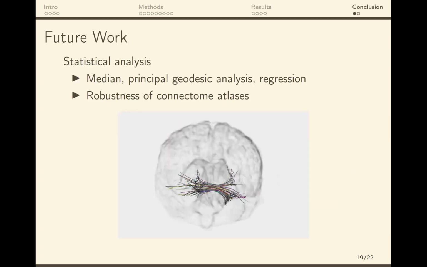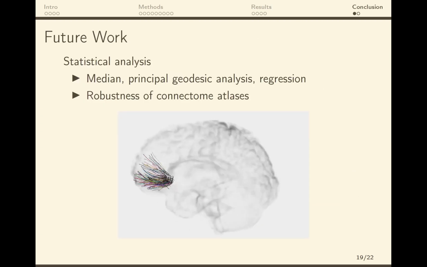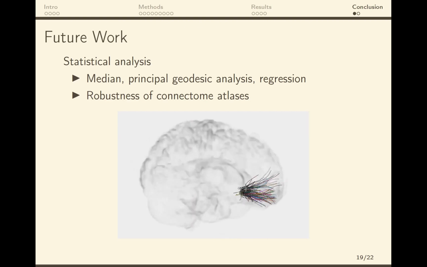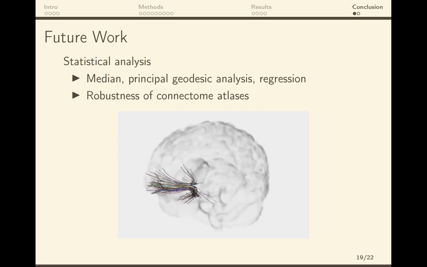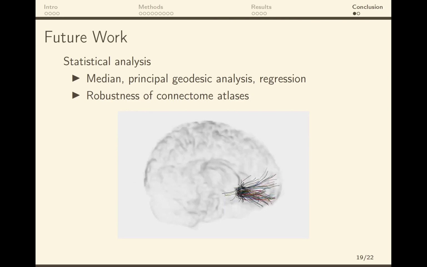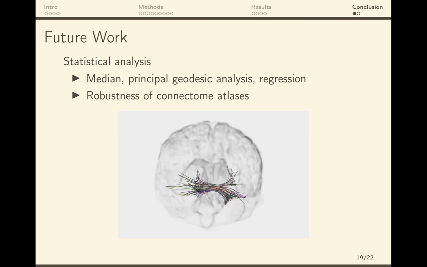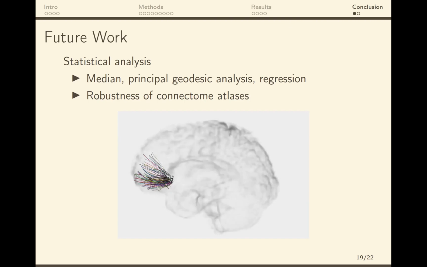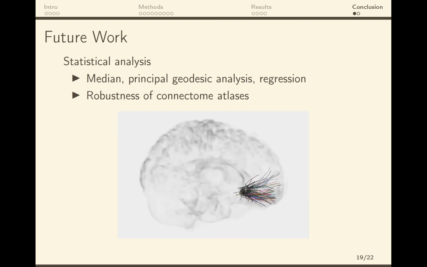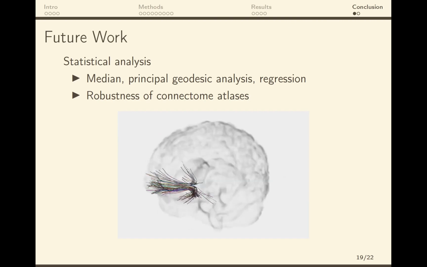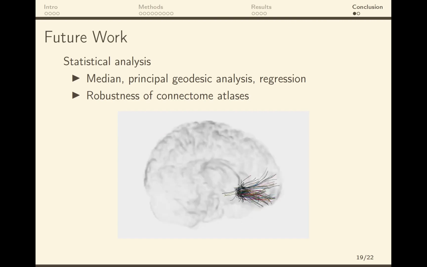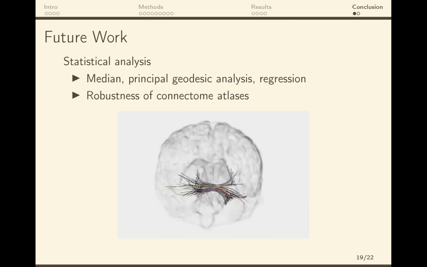So for future work, we want to really now get into the statistical analysis. Now that we can compute atlases, let's look at median or principal geodesic analysis or regression analysis for a population of connectomes. We also want to evaluate the robustness of connectome atlases to number of subjects and various subjects. How consistent are those atlases? How robust are our algorithms as they start to process large numbers of subjects?